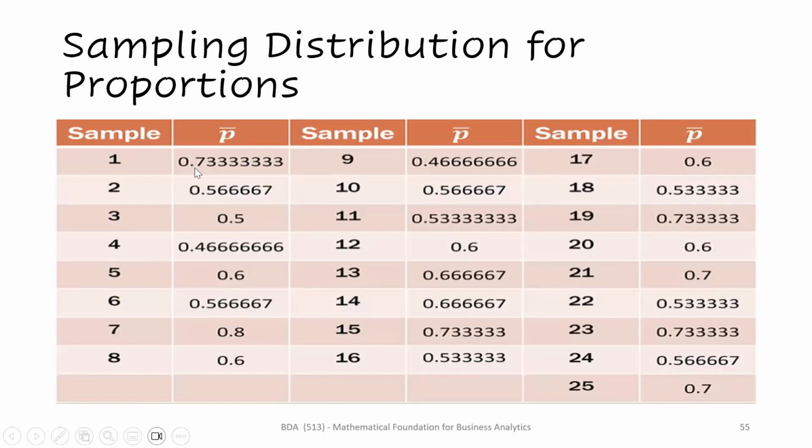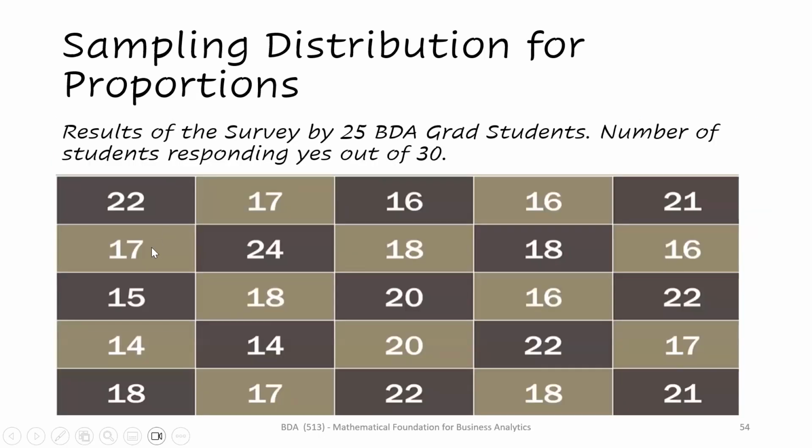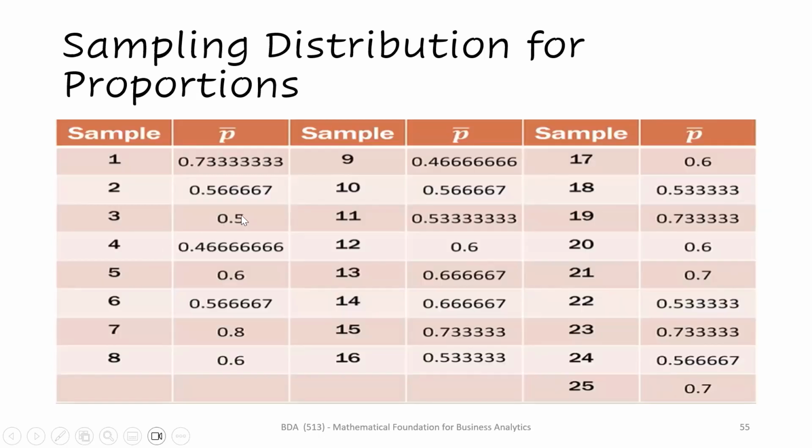For the second sample, it is 17 over 30. That should give you 0.5666. So all of them over 30 should give you the corresponding sample proportions. Are we okay with this?